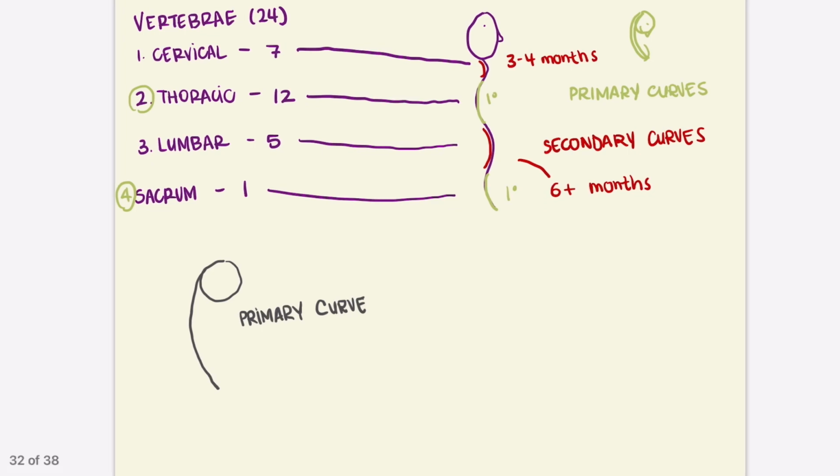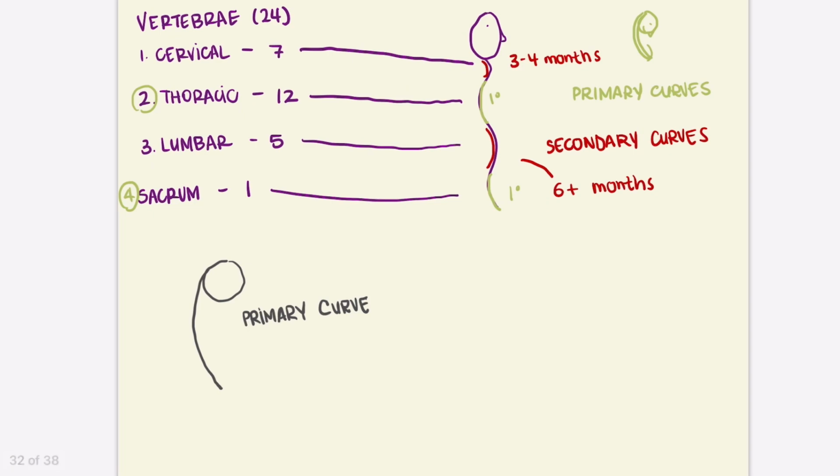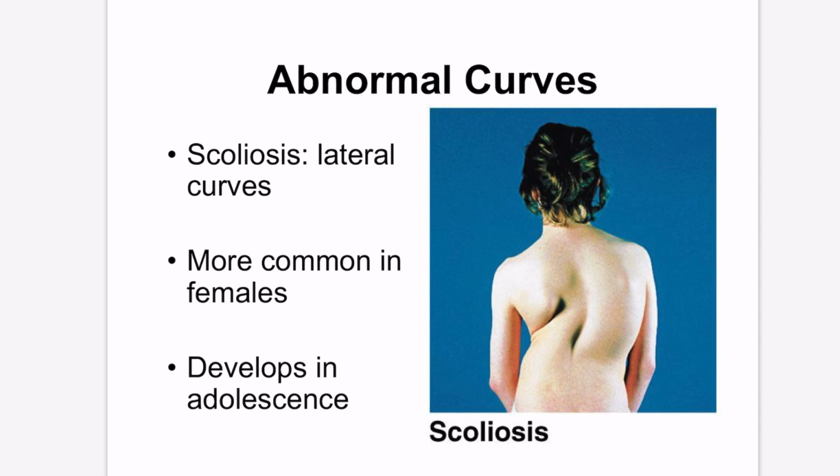But we're going to talk about a couple instances of curves where it doesn't necessarily go as it should. First off, we have scoliosis. And so typically with our vertebrae, it should follow a sagittal plane. But when an individual has scoliosis, notice it tends to fall laterally. And so it's going to the side like that. This is more common in females, and it develops in adolescence, so perhaps you had to go to school and they checked your back.